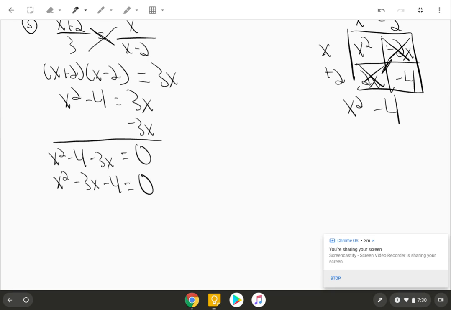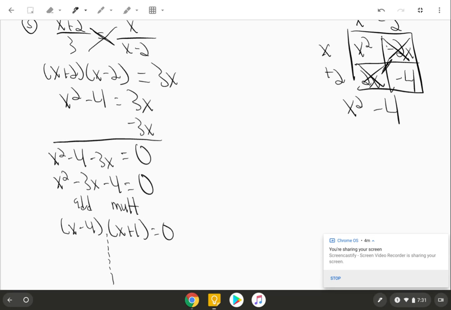Again, we could either factor or we could use the quadratic formula. In this case, I am going to choose to factor. Right, so that means I'm going to do the add multiply thing. So what adds up to negative 3 and what multiplies to negative 4? That is going to be, let's see, negative 4 and positive 1. Will that work? Negative 4 plus 1 is negative 3. Negative 4 times 1 is negative 4. So yes, that will work.